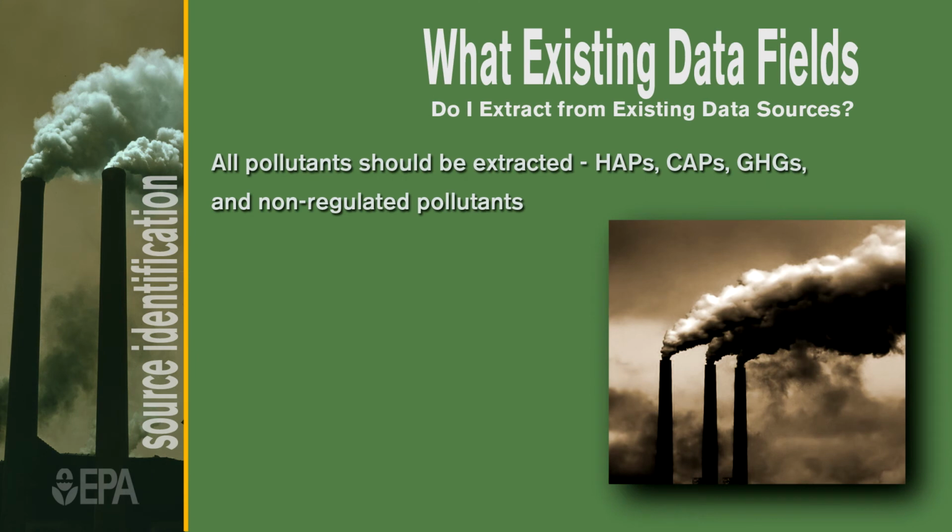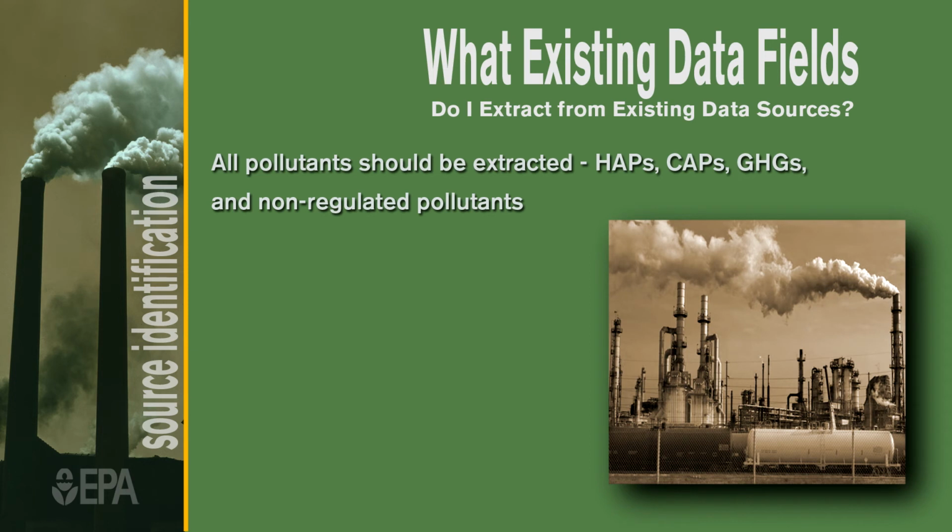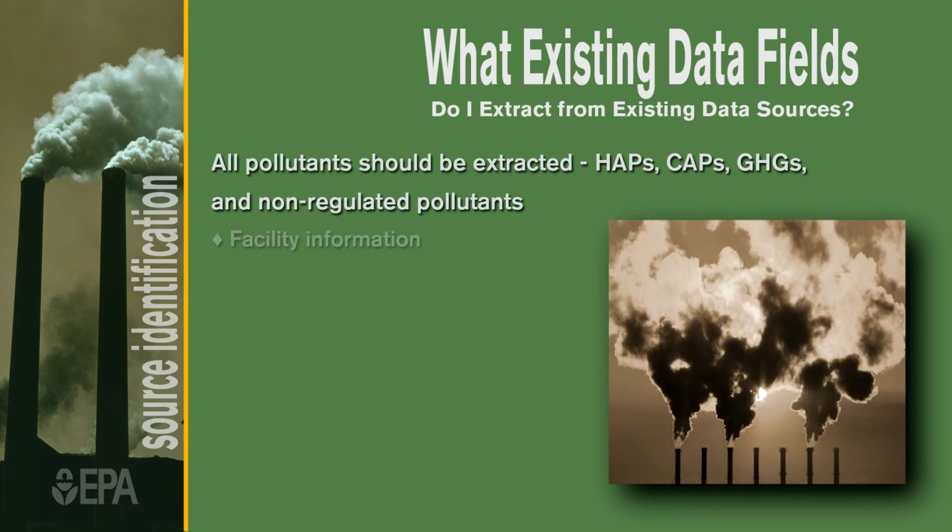Now we're going to discuss what data fields we need to include in our modeling file. And we're going to focus on point sources because you get better results if we model point sources rather than non-point sources in our risk assessment. So what information do I need? One thing that I should note, you should extract information on all pollutants from your various data sources. So you should include your hazardous air pollutants, your criteria air pollutants, GHGs, and non-regulated pollutants that you might want to model to get risk results.